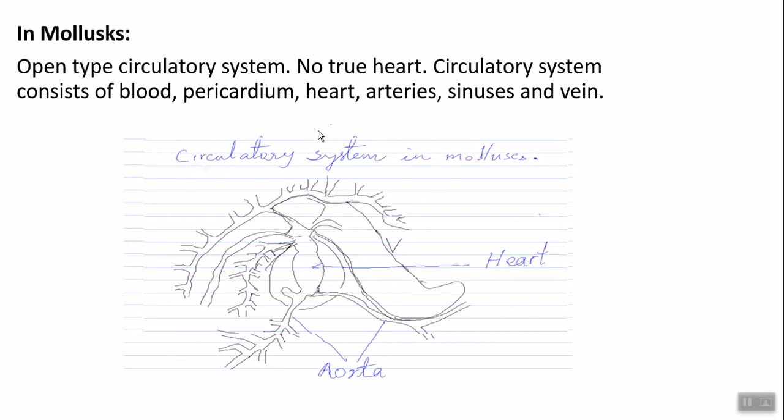So normally in the open circulatory system, most of the time the blood goes directly to the tissues and the tissues are totally bathed in the body fluids, the circulatory lymph or the fluids.